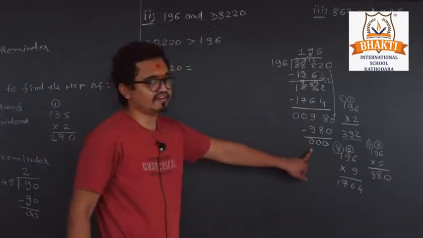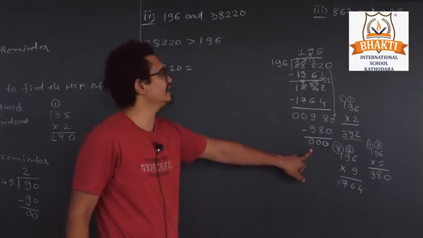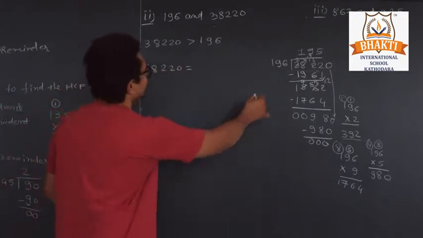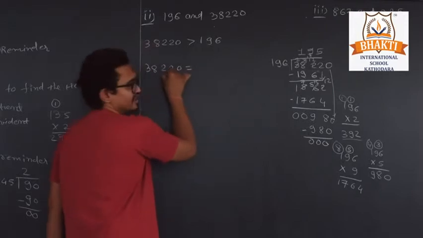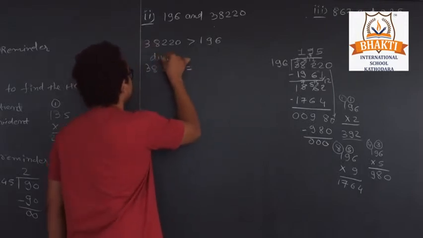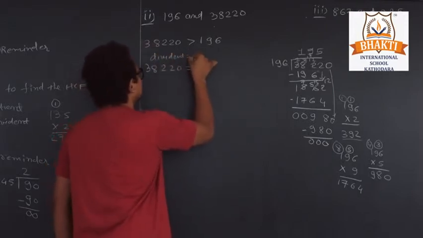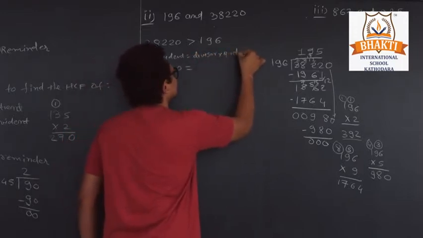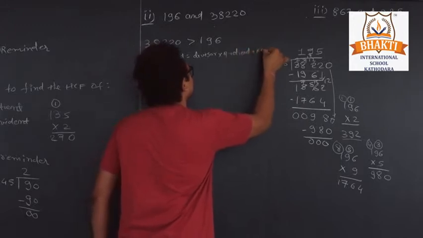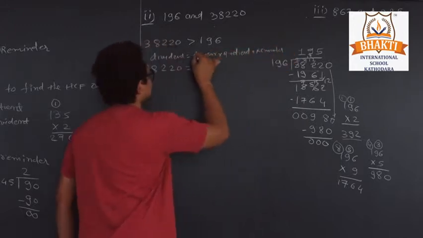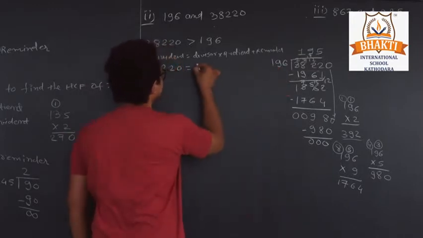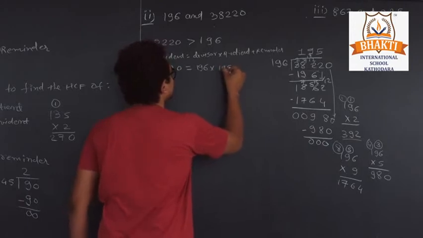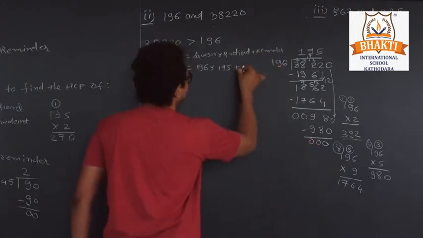So now finally we get 0 as our remainder. So how can we write it? First of all, the same formula: dividend is equal to divisor into quotient plus remainder. So what is our divisor now? It will be 196. What is our quotient? It will be 195. And what is our remainder? It will be 0.